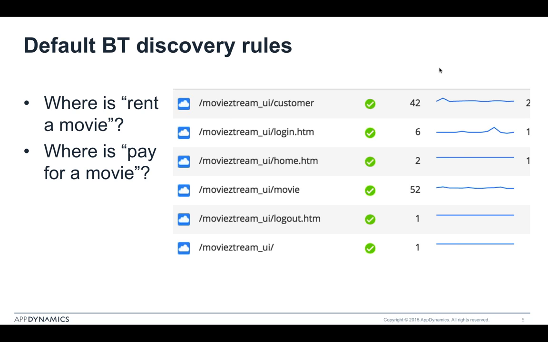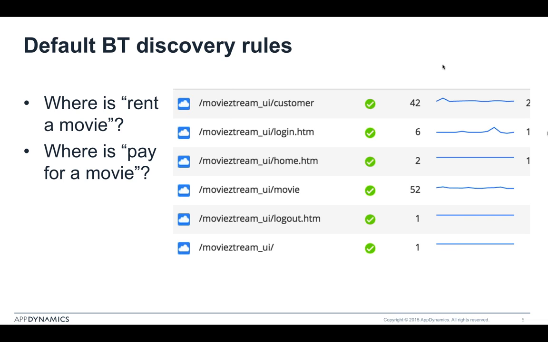The other reasons are the more specific you get with your BTs, the more you dial them in, the more accurate the metrics are going to be, the more accurate our baselines are going to be, the easier it's going to be to interpret things like snapshots and health rules, because all of those things happen on a per BT basis. So let me give you an example.